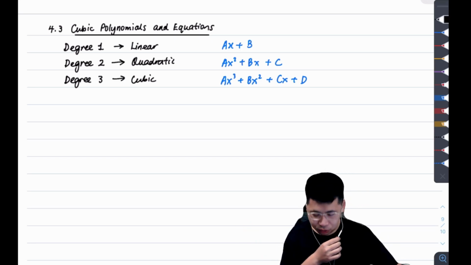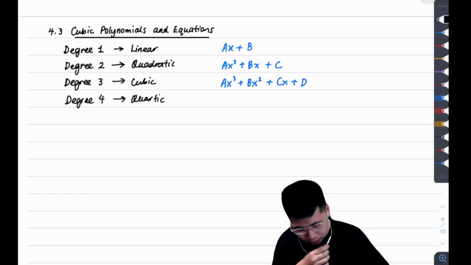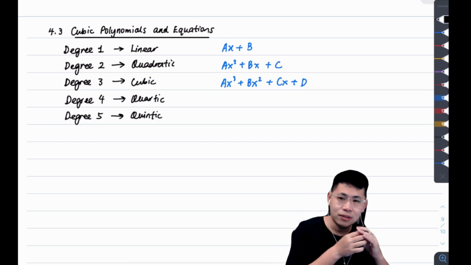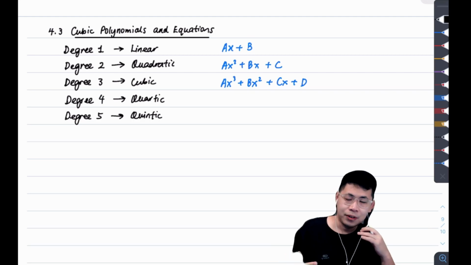So if you're interested in further stuff, objects with degree 4 we call quartic, objects of degree 5 we call quintic, and so on and so forth. But for now, we just stop at degree 3.